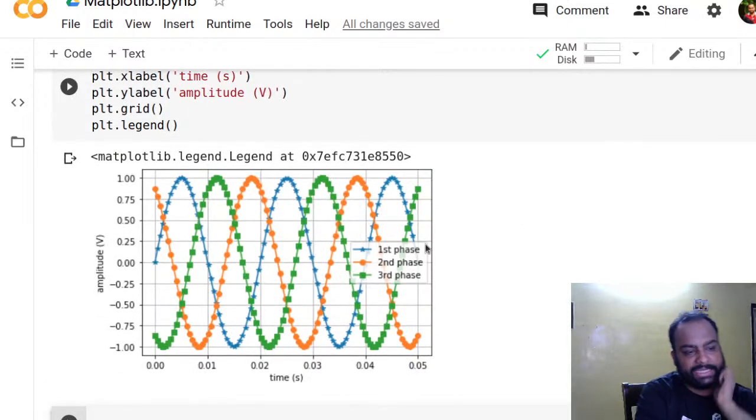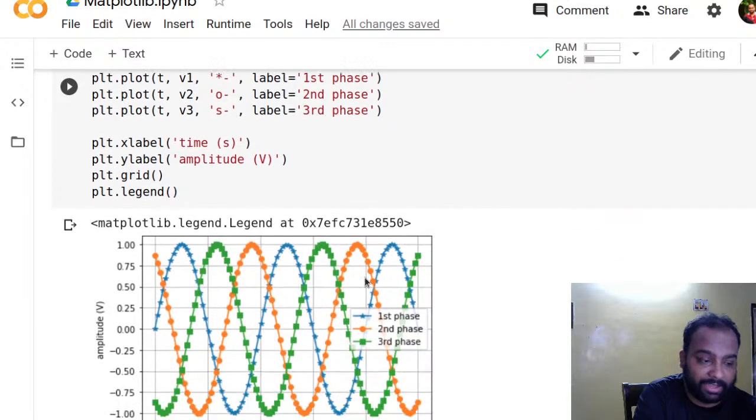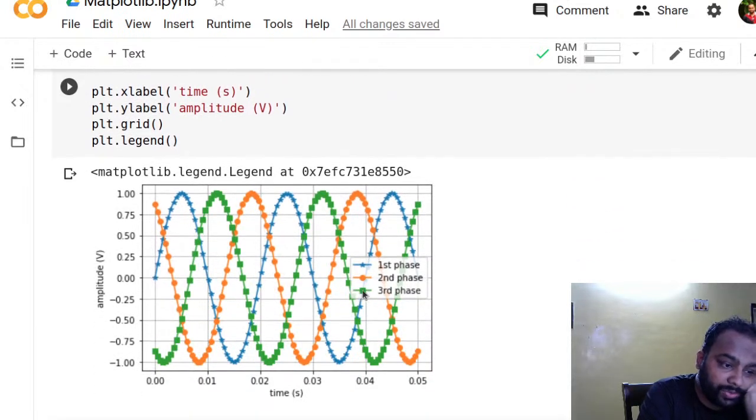Nice. Now look at the legends. Of course, the green one is having this. Again, I did not choose the colors myself. The colors have been chosen by Python itself. So this green one is having these square markers. The orange one is having these circle markers, and the blue one is having the star markers.